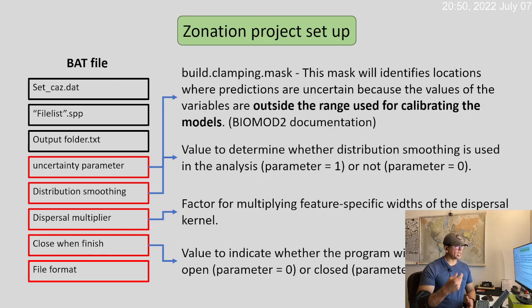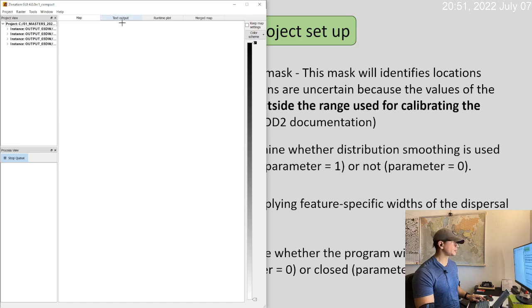Then is that setup, whether after the run finishes you can close it, yes or no? And finally, the file format that we wanted, which in this case, the main one was ASCII. So once we have the BIT file ready, we can run the project. So that's exactly what I'm about to show you right now.